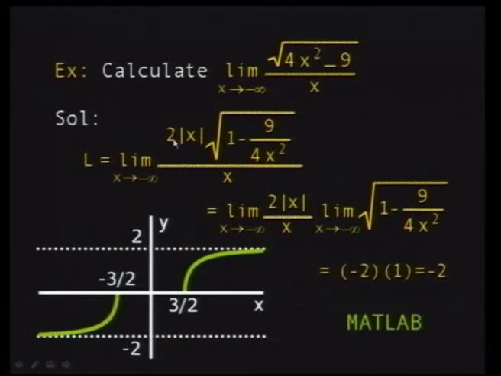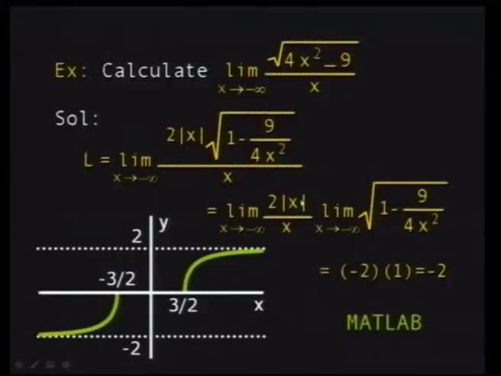You have here a limit of two functions. One is modulus x, which is absolute value of x divided by x, and the other one is the square root of 1 minus 9 over 4x squared. Can you distribute the limit? Yes, you do, because the limit is equal when you have a product of two limits. As you apply our last theorem, the limit of a product is equal to the product of the limits, so it's equal to the limit of the first function times the limit of the second function.